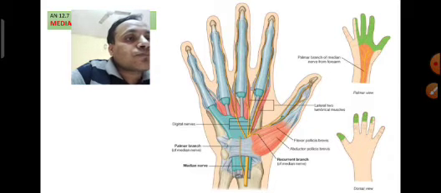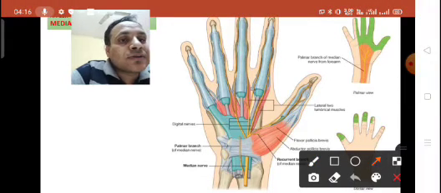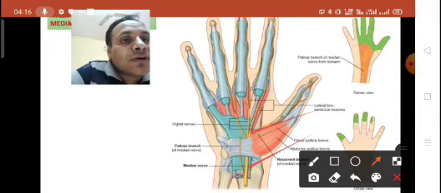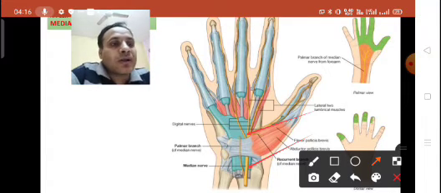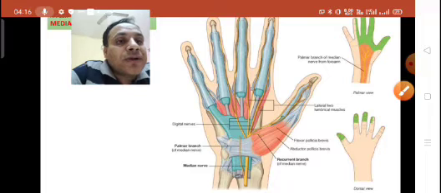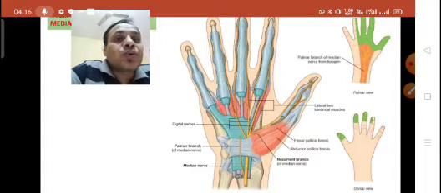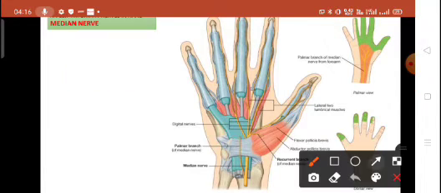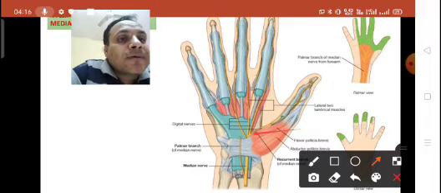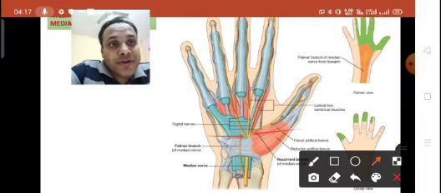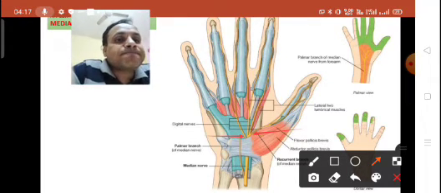In the palm, you can see here, this is the median nerve in the palm. After entering the palm, the median nerve divides into two divisions, the lateral division and the medial division. You can see here in this diagram, this one is the lateral division and this one is the medial division of the median nerve.